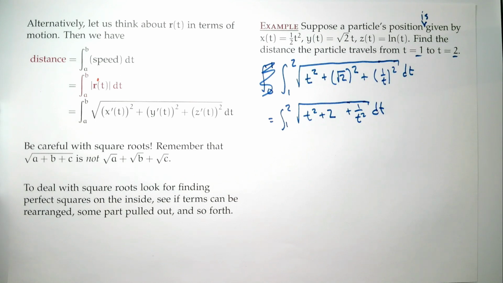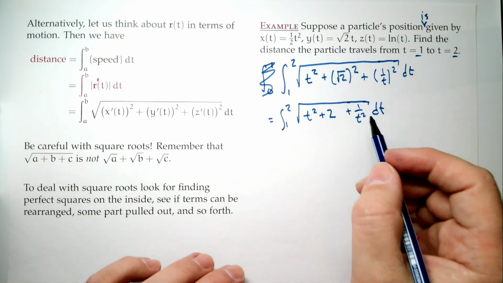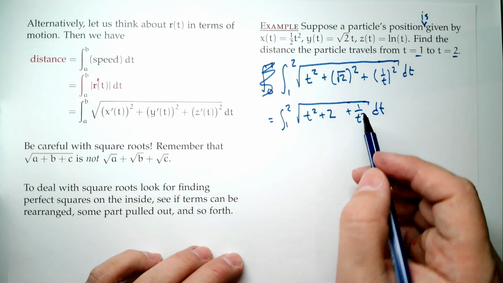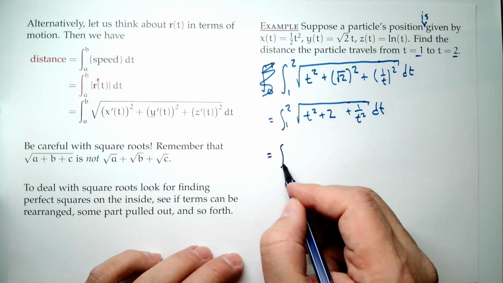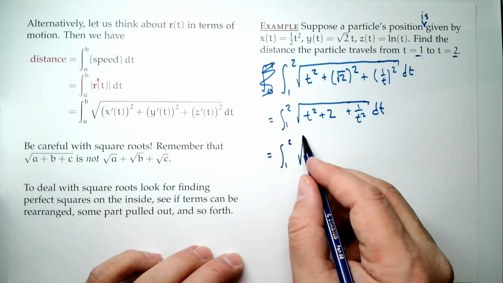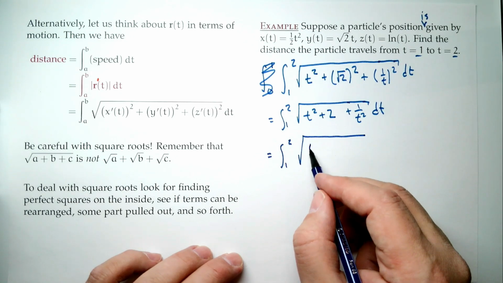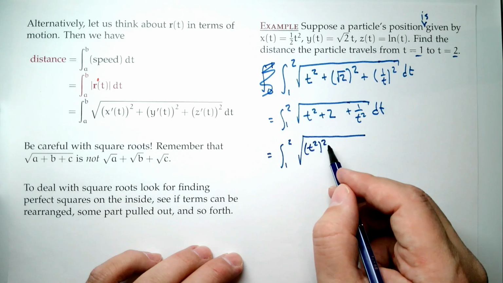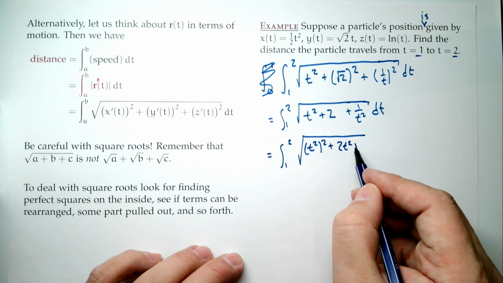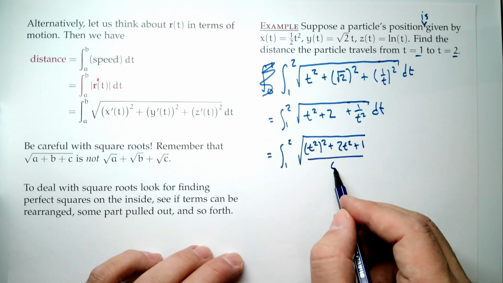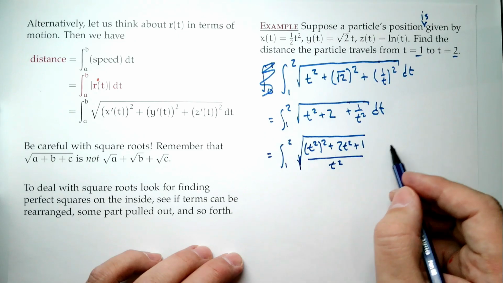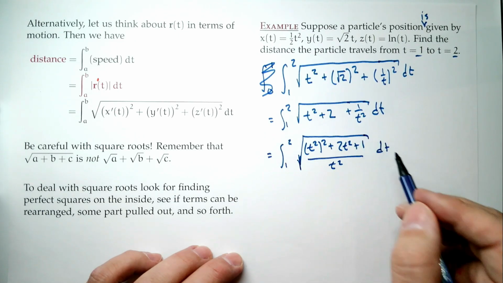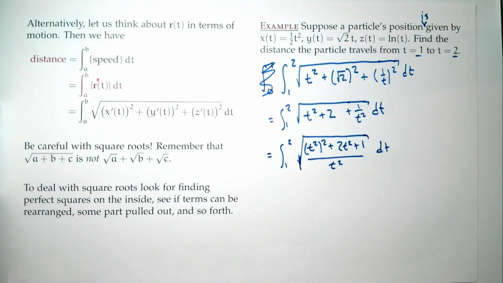Now, someone said, what if we tried to multiply it by t squared on the inside? Somehow this fraction is not nice. So one thing you can do is put everything over a common denominator on the inside. If I did that, I'd have t squared squared plus 2t squared plus 1 over t squared. Again, this is all inside the square root.